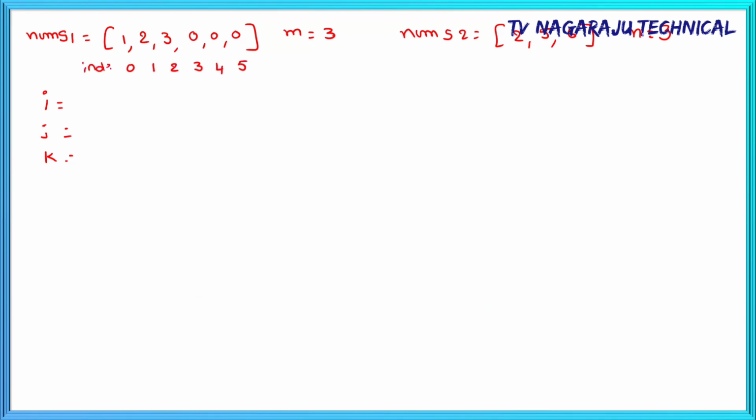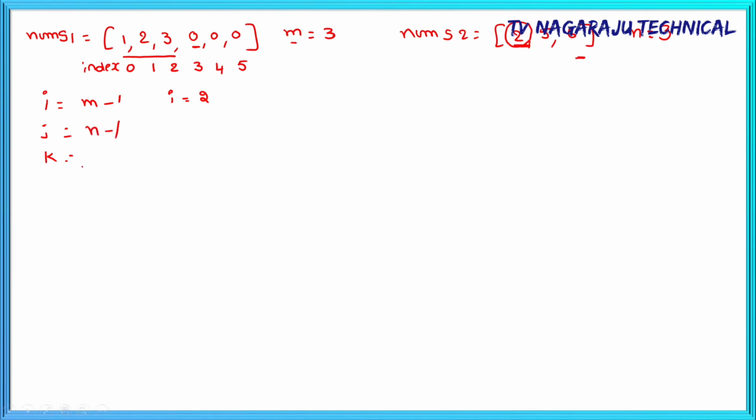Now, from which index do you want to place? From this one. So i is equal to m minus 1, that means i is equal to 2. Why am I taking i is equal to 2? Already these elements are in sorted order. Now I am comparing this element with the last element. If this is greater, we simply place it. If this is less, we check the previous one. And one more: j is equal to n minus 1 for this.